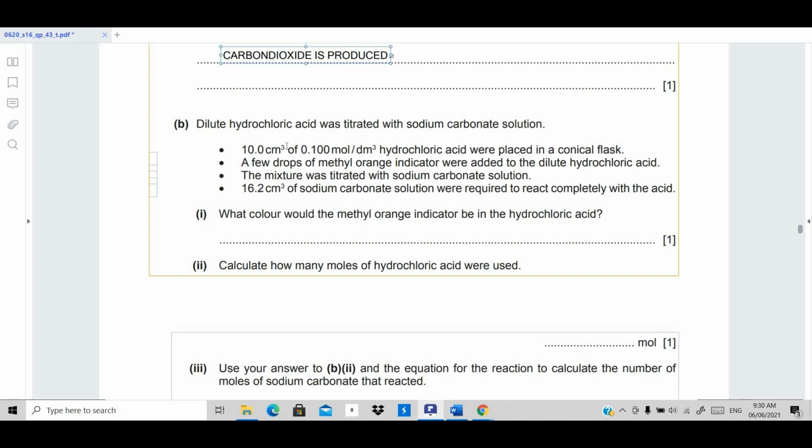16.2 centimeter cubed of sodium carbonate solution were required to react completely with the acid. We have read the whole question. Now moving on to this part of the question. What color would the methyl orange indicator be in the hydrochloric acid?